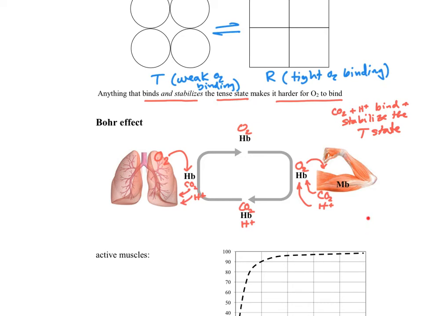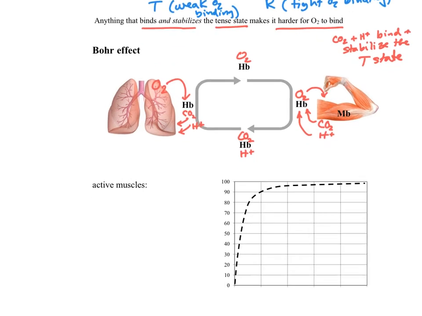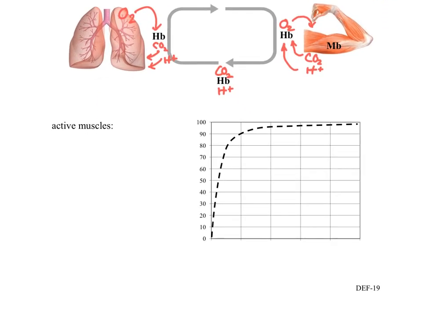Okay, let's finish this video off with a thought exercise here. Let's go down and let's talk about what happens with active muscles. Okay, I went ahead and wrote in our standard oxygen saturation curve for myoglobin and hemoglobin. Notice in green I put hemoglobin at pH 7.4. And here's my question for you.